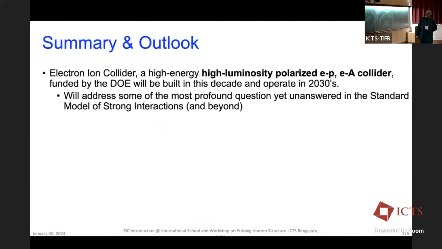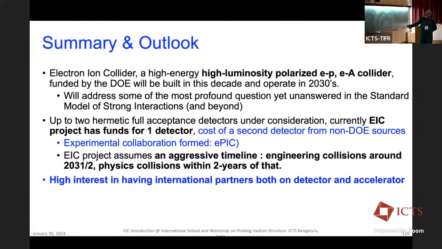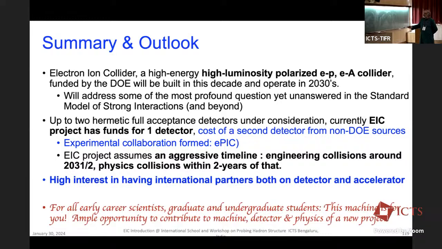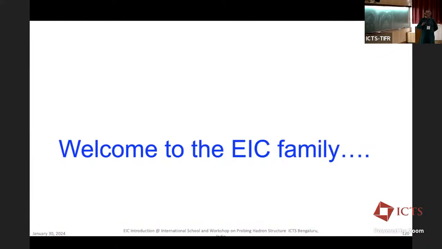It's going to be very exciting because this is the first time a new collider is going to come about, a high luminosity EP-EA collider. There will be up to 2 hermetic detectors, of which one is now funded. The second one will hopefully be funded in the next 5 to 10 years, and some of us have started working on that already. There is high interest. But for all the early career people, this is really a machine for you. Your careers are going to be built on this machine. It's a QCD machine, so there will be things to measure. Get involved now. It's a real opportunity. Thank you very much.